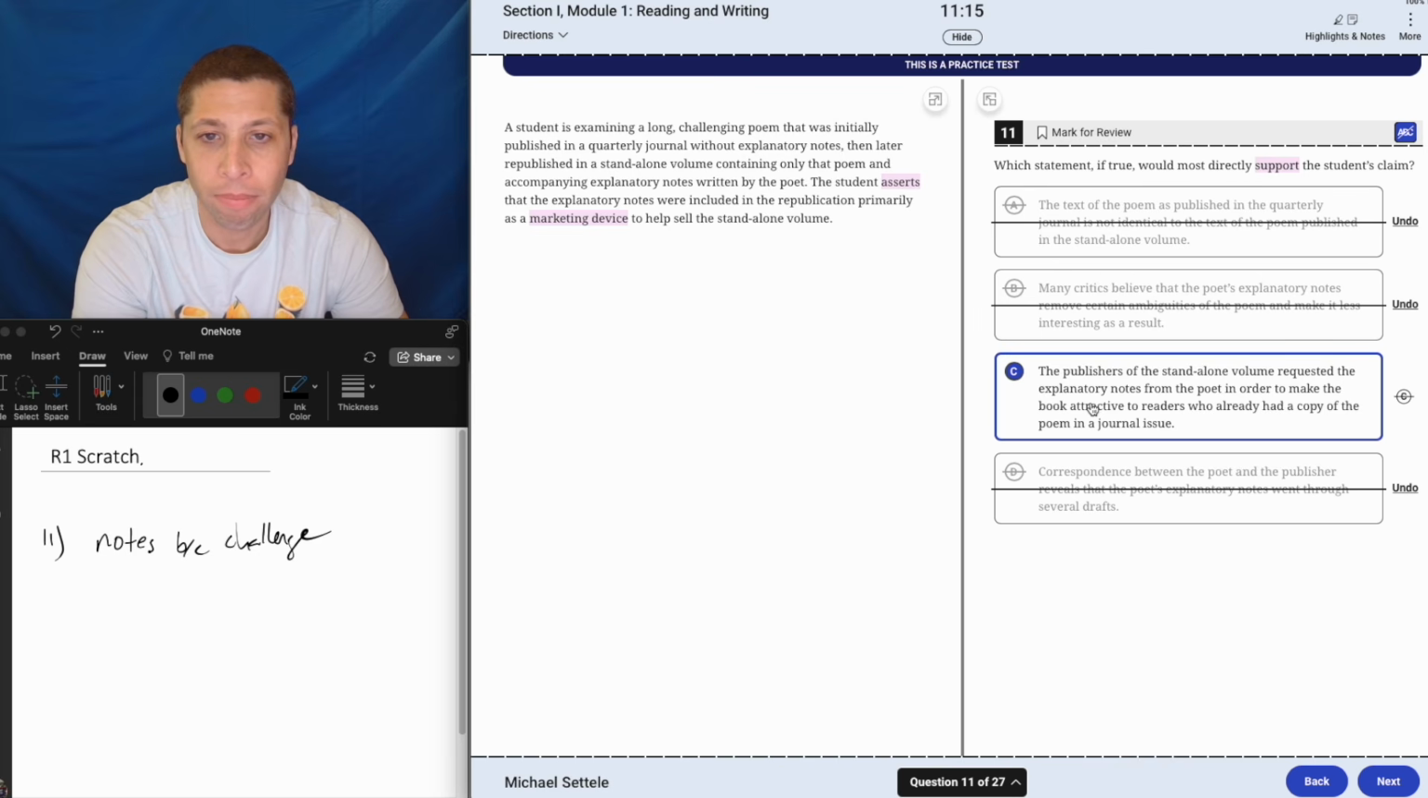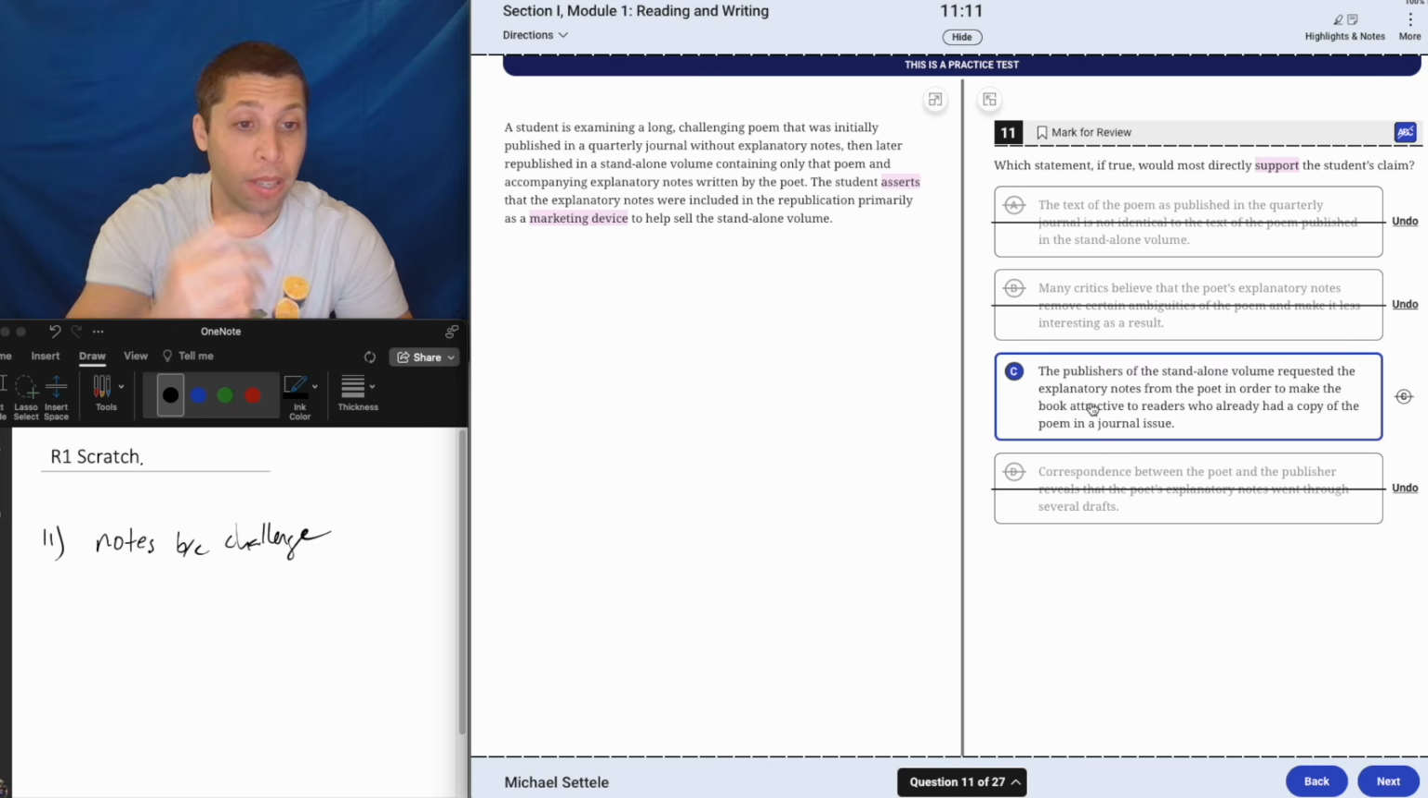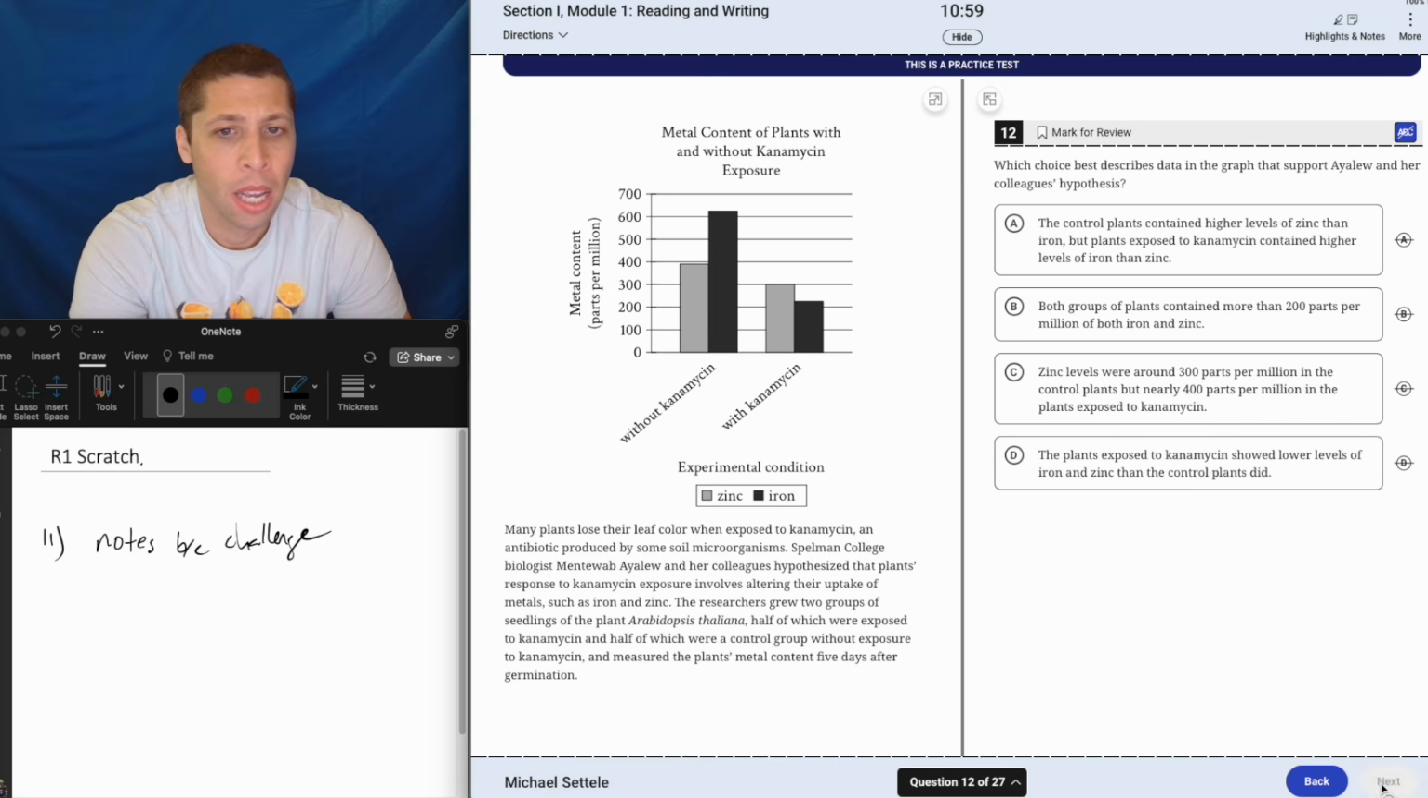Right? Because they're trying to market the standalone volume. If they requested it, it's making it more attractive to readers who already had a copy, right? Because the other one doesn't have the notes, so you give them something new. I don't know. I thought that was going to be harder.